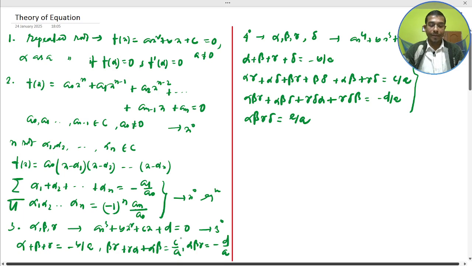Next, use of calculus to find roots of a polynomial equation. Last topic, find roots of an n degree, that is, a polynomial equation.